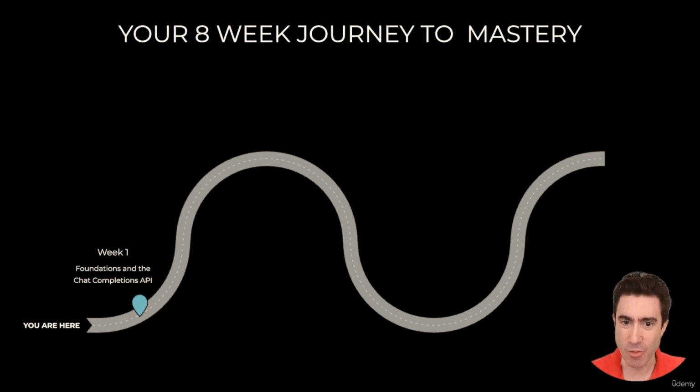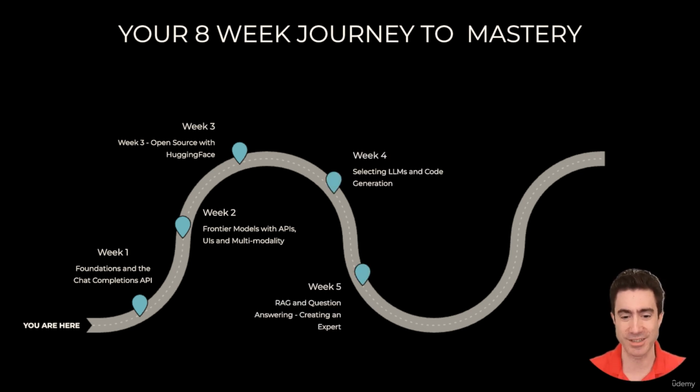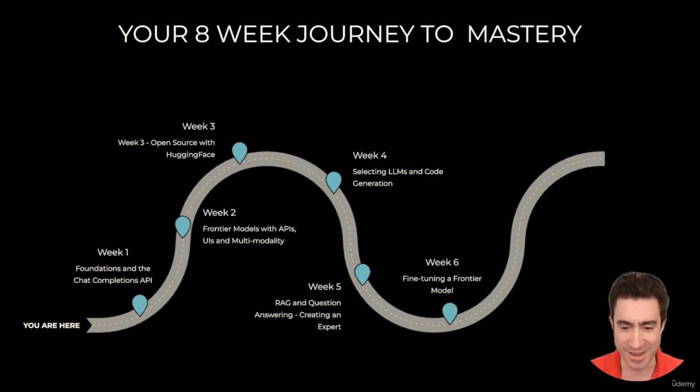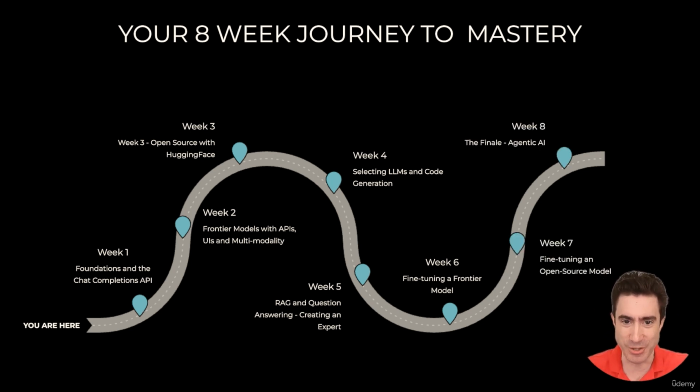Tomorrow, I'm going to go through this in a lot more detail, but there's going to be this week, which will be more foundational. Next week is about frontier models. The week after is about open source models. Then it's about selecting the right model for the task at hand. Then it will be about RAG. We'll go deep on RAG, one of the hottest topics in AI. Then we will fine-tune a frontier model and then fine-tune an open source model. And finally, I will introduce Agentic AI in the final week of our 8-week series. And at that point, you'll be able to wave a flag and say, I am now an LLM engineer. I have reached this milestone to mastery.